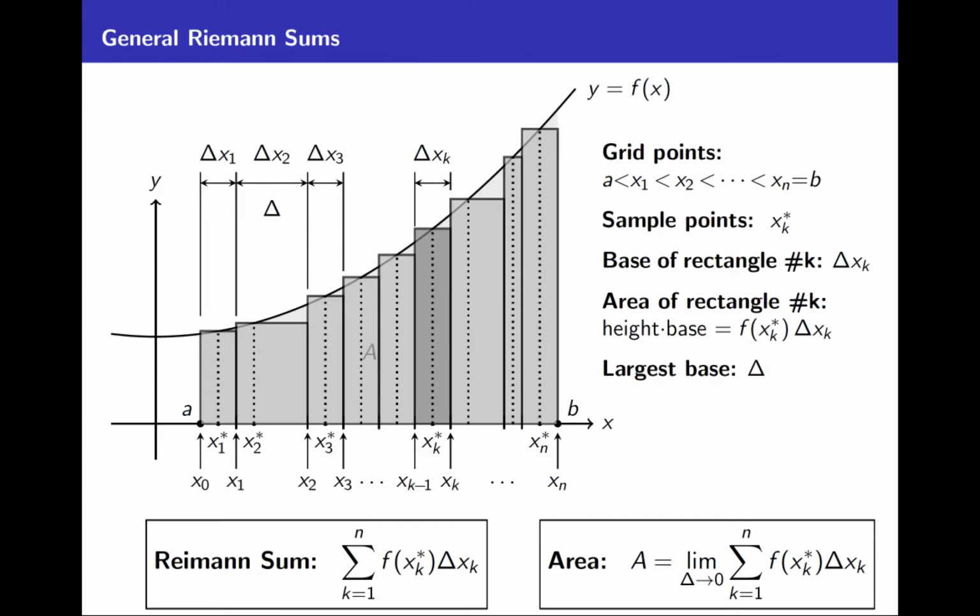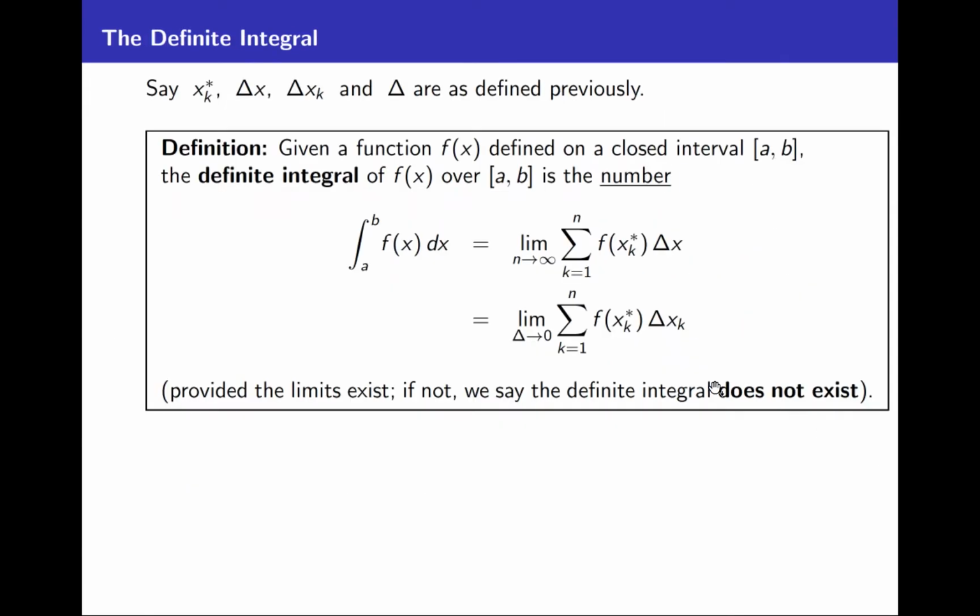Okay, now with this quick review of Riemann sums, we can get to our main definition, the definition of the definite integral. And here, let's say that x sub k star, delta x sub k, and delta are as defined on the previous two slides. So we're using the setup from the beginning of this lecture.